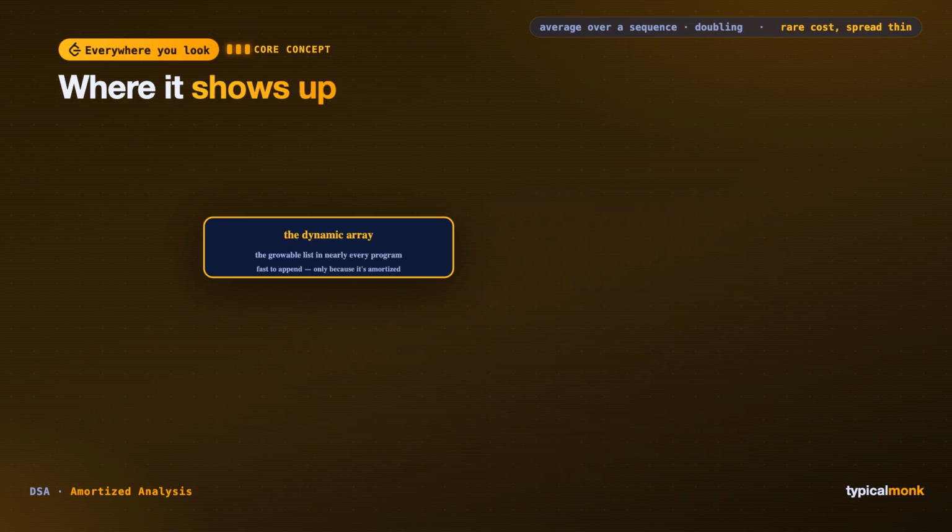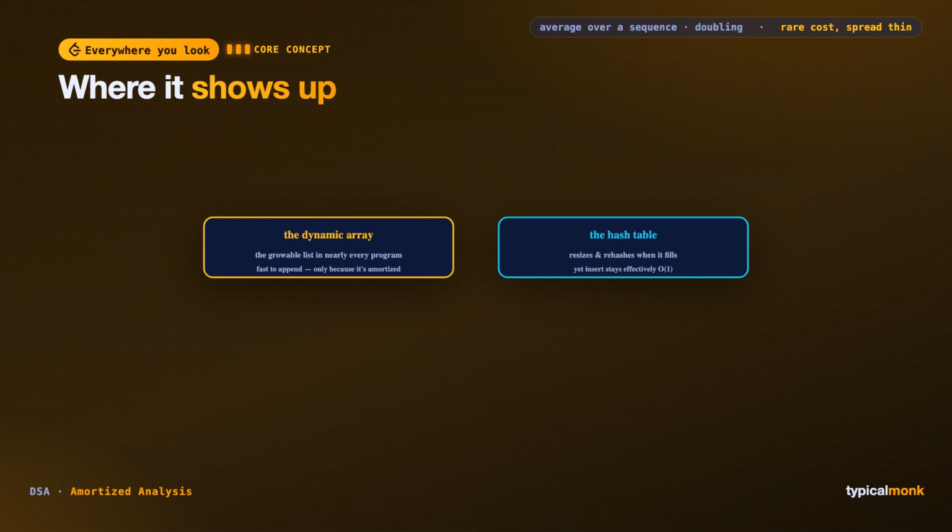Before we finish, let us see that this is not just a party trick about one data structure, a tool. It quietly underpins tools you use constantly. The dynamic array is the obvious one. The global list at the heart of nearly every program is fast to append to only because that append is constant time, amortized. Without this idea, it would look alarmingly slow on paper.